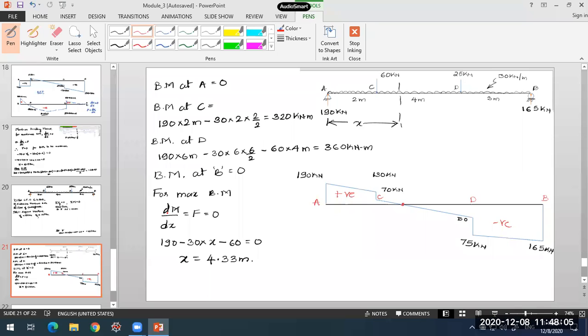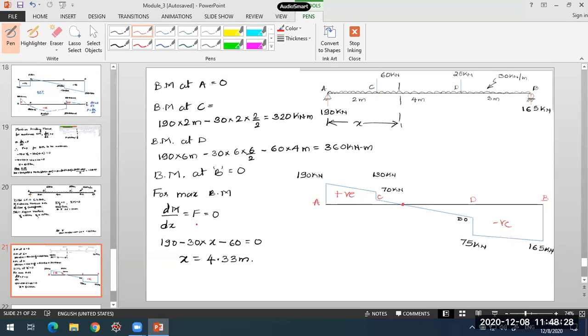Because this is the relation between shear force and bending moment. dM by dx is equal to shear force, and for maximum bending moment, what we require is the first derivative of the bending moment equation to be zero. dM upon dx has to be zero for maximum bending moment. And also what I know is dM by dx is nothing but the shear force at that point.